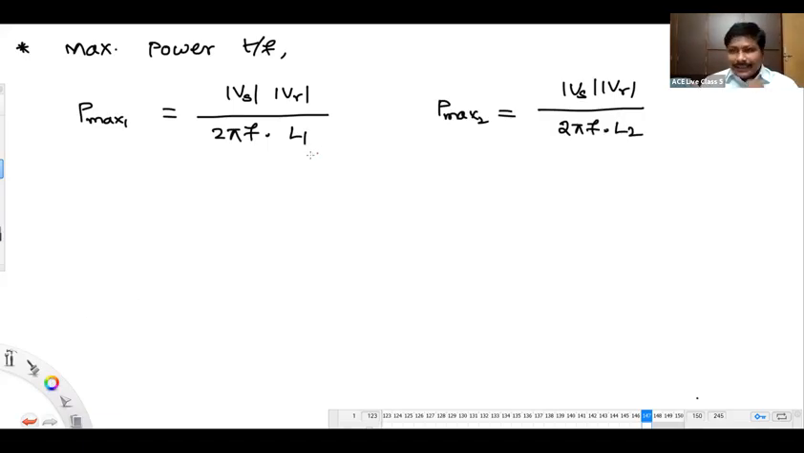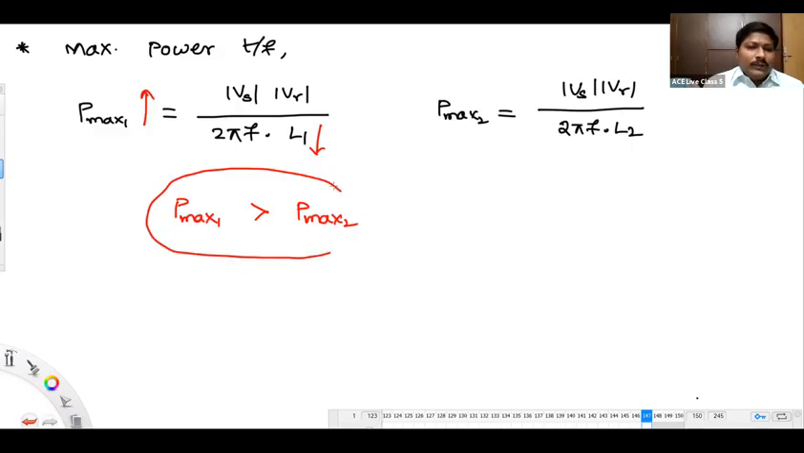Already we said L1 is less compared to L2. So Pmax1 will be greater. So maximum power transfer capacity in case 1 will be high compared to maximum power transfer capacity in case 2. SIL means surge impedance loading.